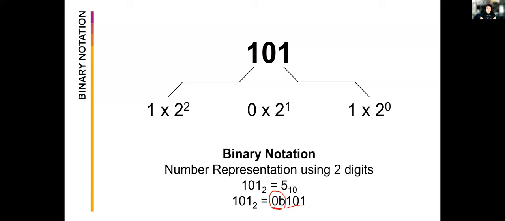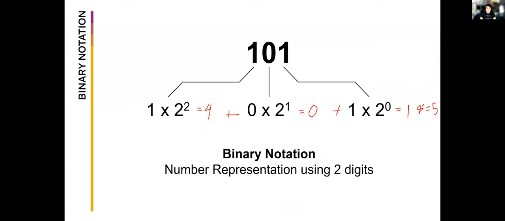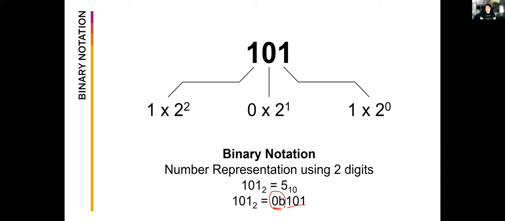Earlier we were using 0d to represent decimal notation. So this means that if a programming language would read this 357, it will treat this as a decimal notation or a decimal scale. Now, if the program sees 0b, it will interpret this as a binary number instead of 101, because this is not 101, this is actually 5 in the decimal system. So it's just a prefix. If you see 0b101, that means we will be treating this as binary instead of 101.